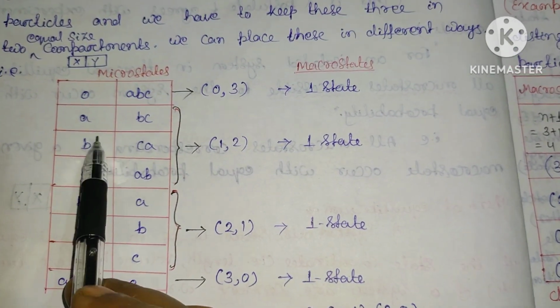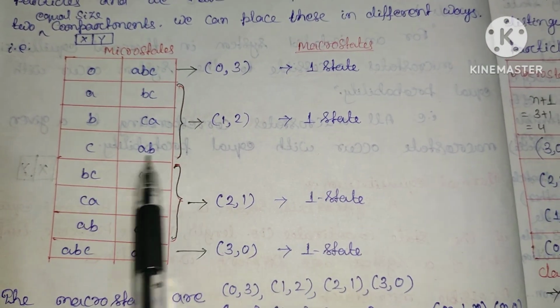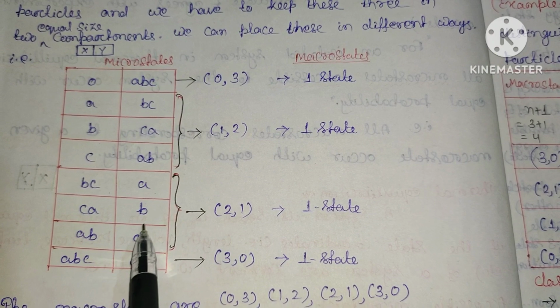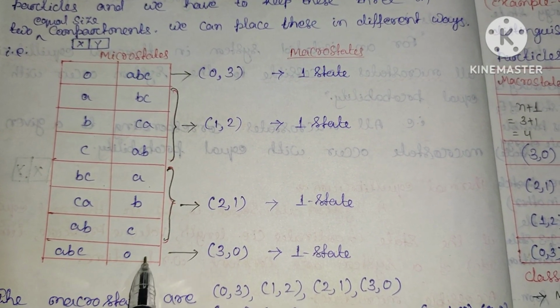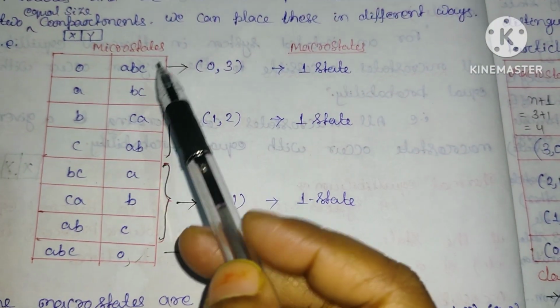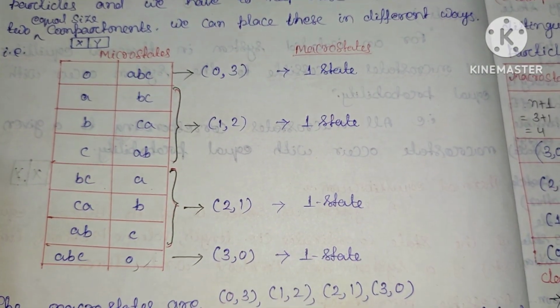The next, A here, B, C here, B, C, A, C. Then next A, B. Similarly, B, C, A, C, A, B, A, B, C. And all the three are in the X compartment and no one is in Y compartment. So here, these are all the possible microstates. Besides this, nothing is possible.